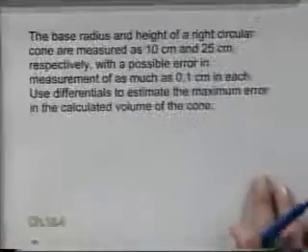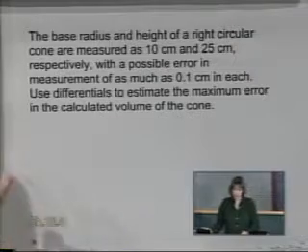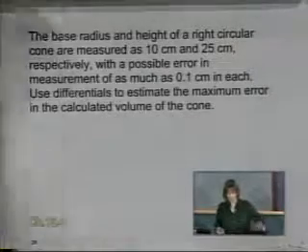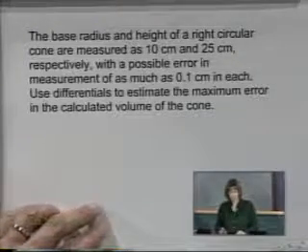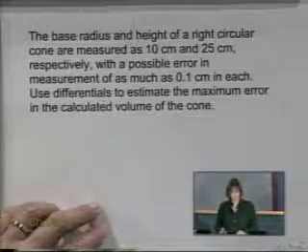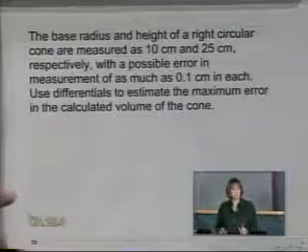Okay, first one I want to use is the following. The base radius and height of a right circular cone are measured as 10 centimeters and 20 centimeters respectively, with a possible error in measurement of as much as 0.1 centimeters in each. Use differentials to estimate the maximum error in the calculated volume of the cone.